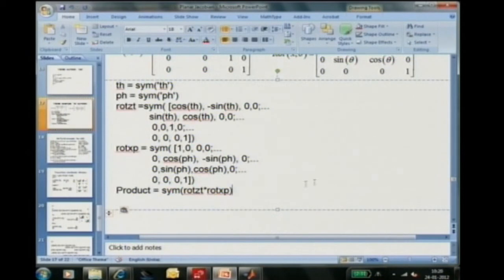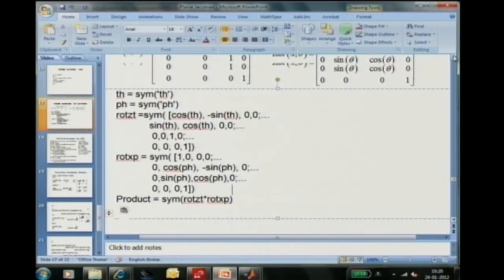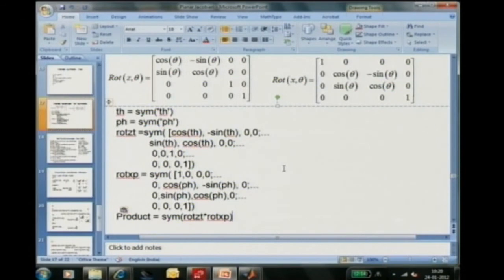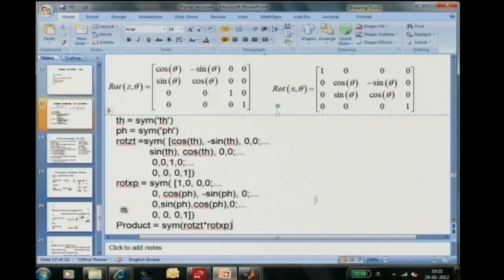This is the correct one. Okay, so in this case, I am defining theta. So I am basically trying to multiply these two 4x4 matrices together. I might have to do it for various applications.